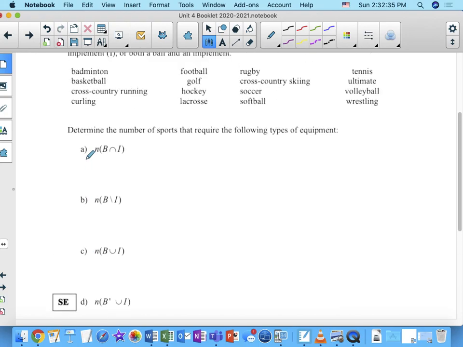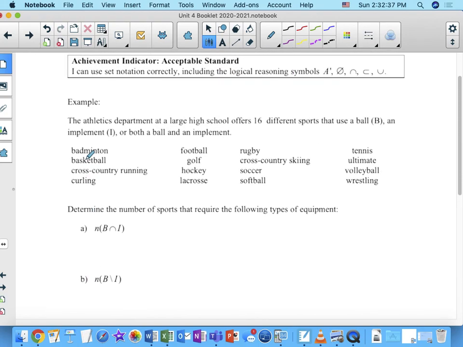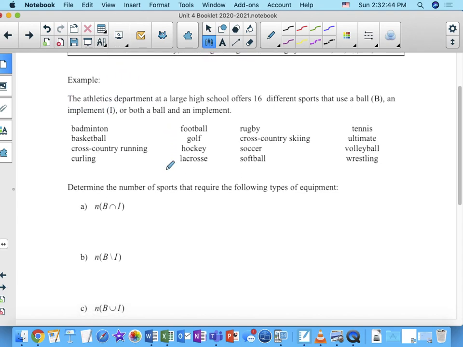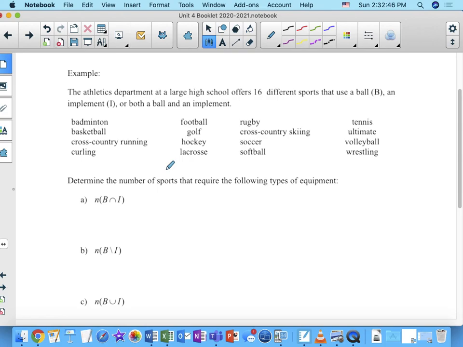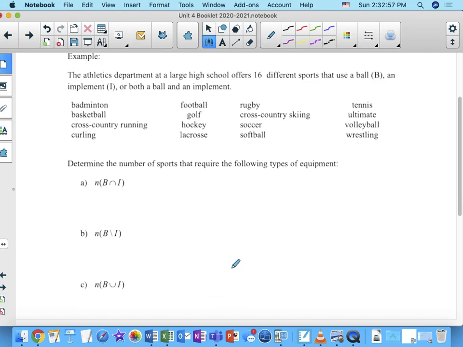So let's do an example. This one's always fun because people always get excited over what counts as an implement. All right, the athletics department at a large high school offers 16 different sports that use a ball, B, and an implement, I, or both a ball and an implement. Okay, so an implement, by the way, is something that a player would use to play the sport. Like, for example, a racket or a bat or something like that.